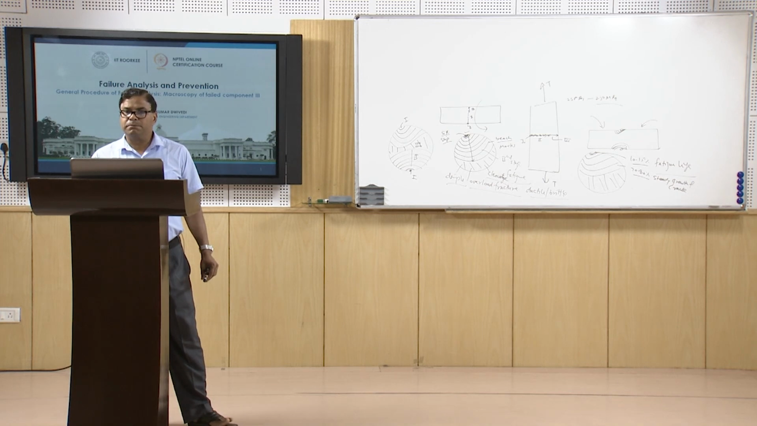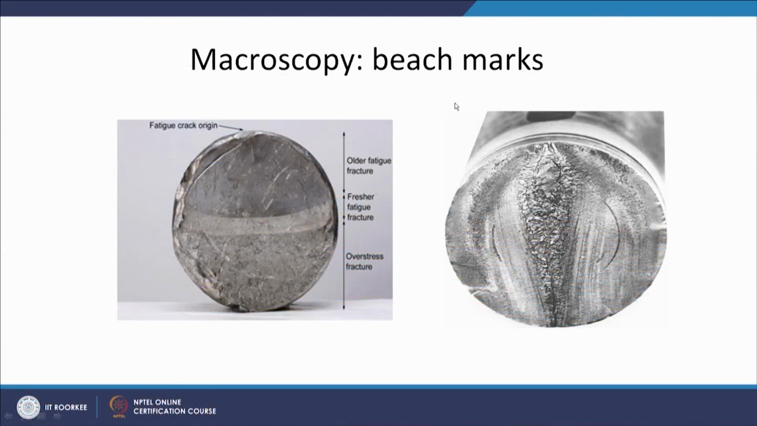So, these are the beach marks which indicate that the fracture has occurred under cyclic load conditions. How far the contribution of the second stage of the fatigue fracture was, what portion has failed under the third stage of the fracture, where the crack has nucleated and in which direction it has grown, all that can be seen from these beach marks.